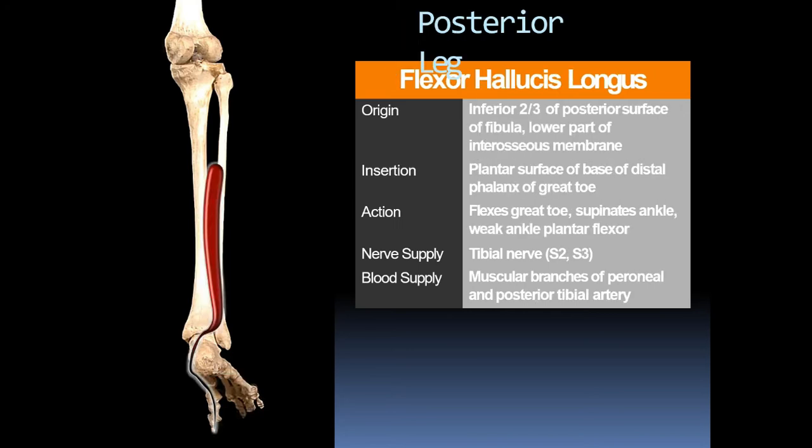Flexor hallucis longus. Its origin is from inferior 2/3 of posterior surface of fibula, lower part of interosseous membrane. Its insertion is at plantar surface of base of distal phalanx of great toe. Its action is it flexes the great toe, supinates ankle, weak ankle plantar flexor. Its nerve supply is from tibial nerve whose root value is S2, S3. Blood supply is through the muscular branches of peroneal and posterior tibial arteries.